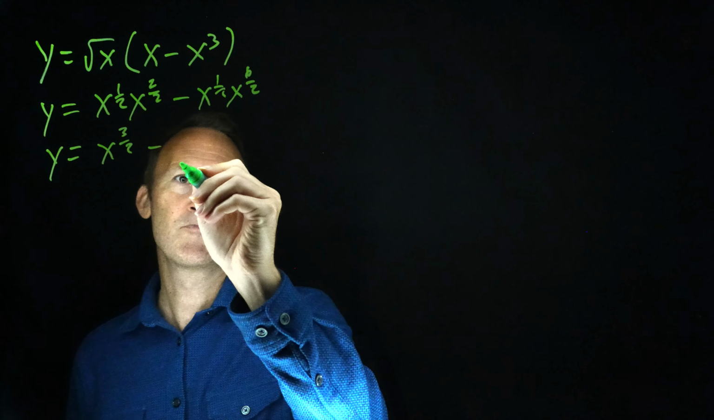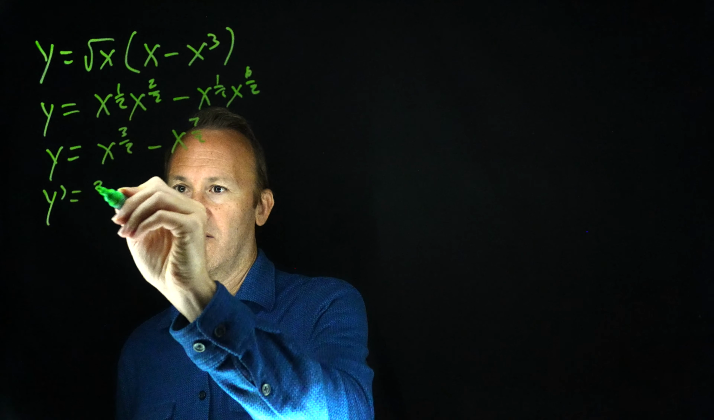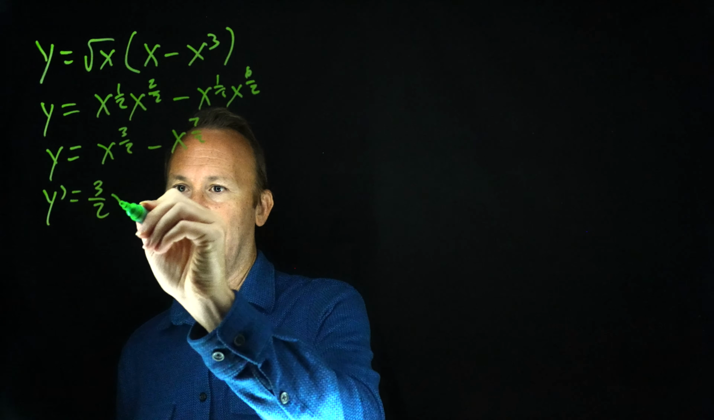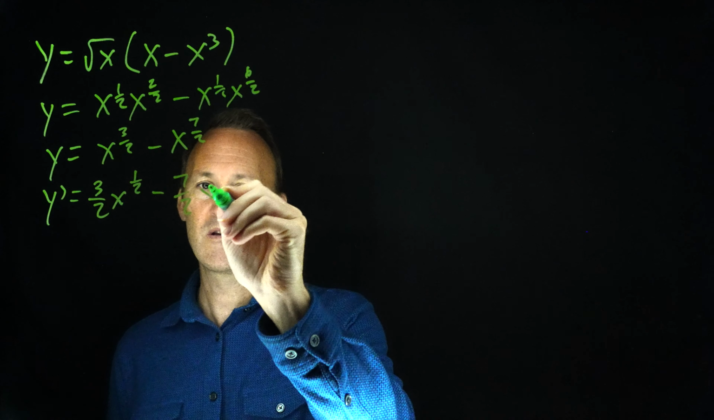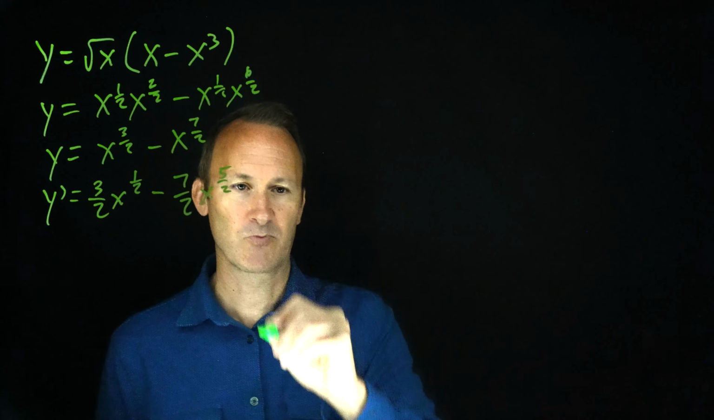And now we can simply apply the power rule for polynomials. And so we can say y prime equals 3/2 x, well, subtract 1, that's subtracting 2/2, and you get x to the 1/2 minus 7/2 x, subtract another 2/2, and you get 5/2. Okay? So multiply through if it is going to make your life easier.